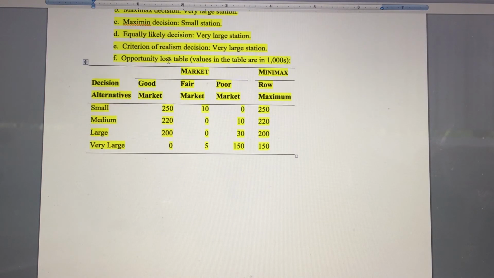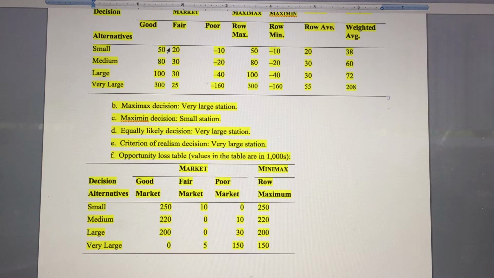The highest among the 20, 30, 30 and 25 is 30. So it is 30 minus 25, 30 minus 30, 30 minus 30, and 30 minus 20. 30 minus 20 is 10, 30 minus 30 is 0, 30 minus 30 is 0, and 30 minus 25 is 5. The highest among all these values here is minus 10.